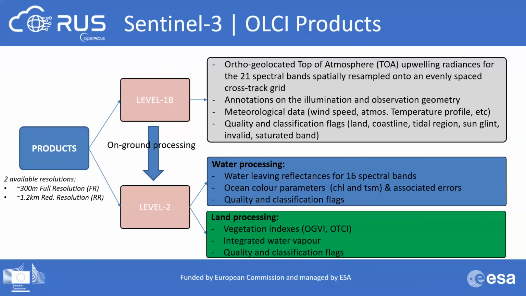In the level 2 land products that are output by the level 2 land processing chain, you will find key vegetation indexes, integrated water vapor along an atmospheric profile, and quality and classification flags. In this webinar, we will use the OLCI Level 1B product in order to map the snow cover extent.